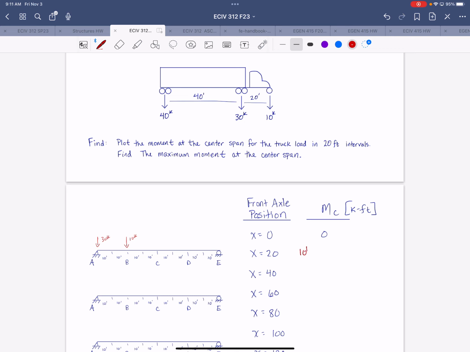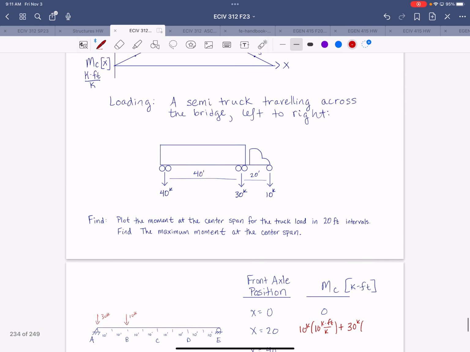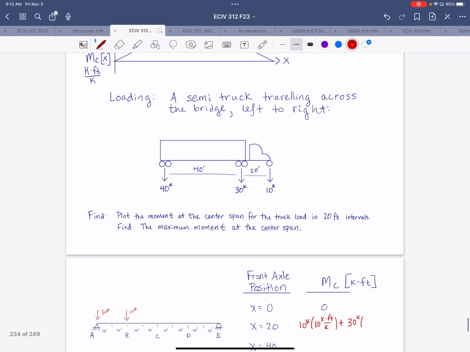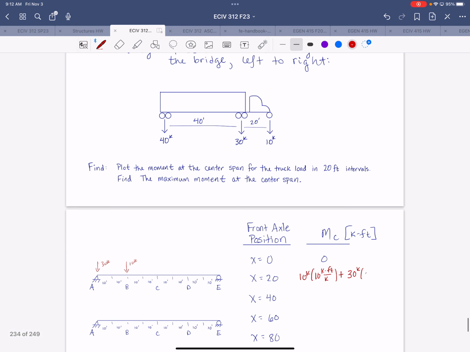So that's 10 kips times 10 kip feet per kip, plus, technically, the 30 kip load times the value of the influence line at A, which is 0. So that gives us a value of 100 kip feet.